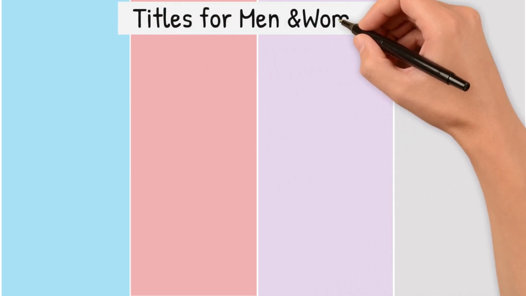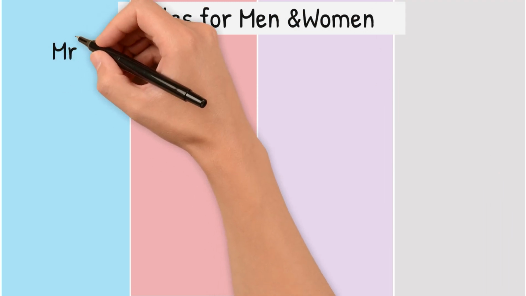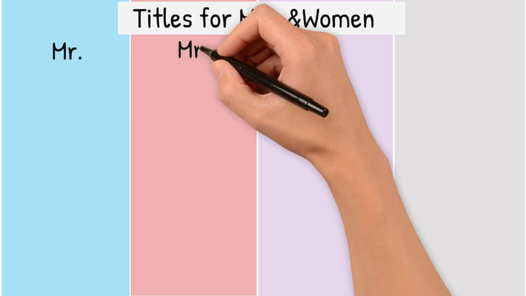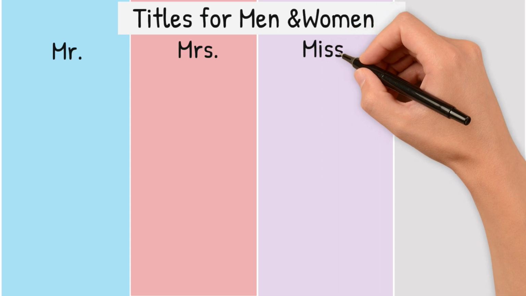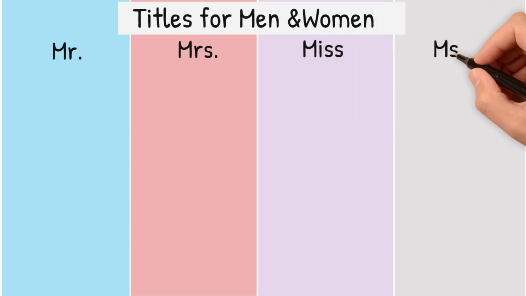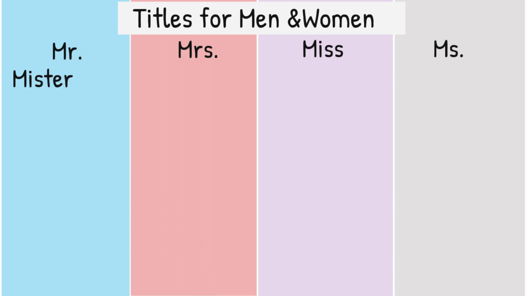In today's video we're going to learn the 4 titles we use to refer to men and women. Mr, Mrs, Miss, Ms. The only title we use to refer to a man is Mr.